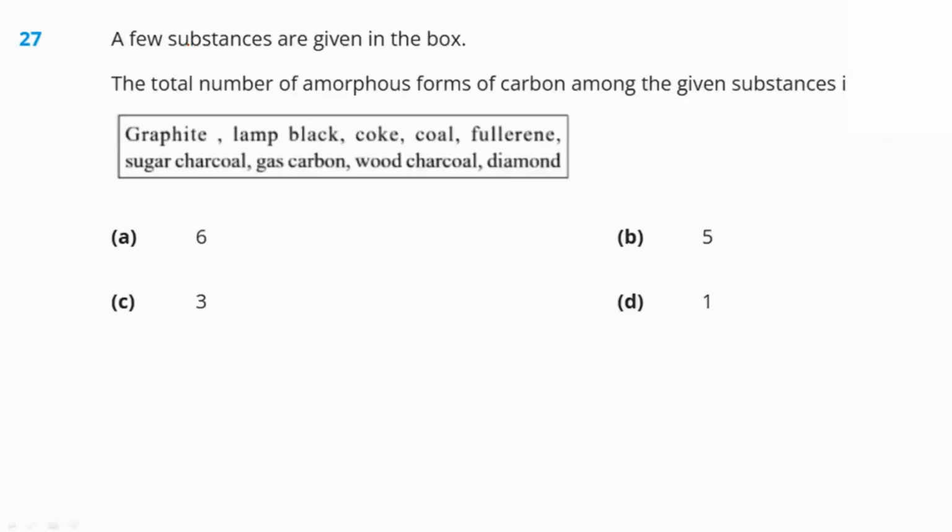Next question. A few substances are given in the box. The total number of amorphous forms of carbon among the given options is. So which ones are amorphous forms? Graphite, coal, fullerene, sugar, charcoal, and diamond. So 1, 2, 3, 4, 5. Also we have wood charcoal. So option A, that is 6. 6 substances have the amorphous form of carbon.